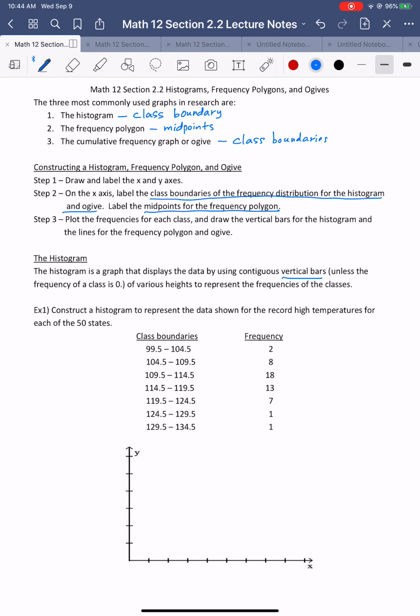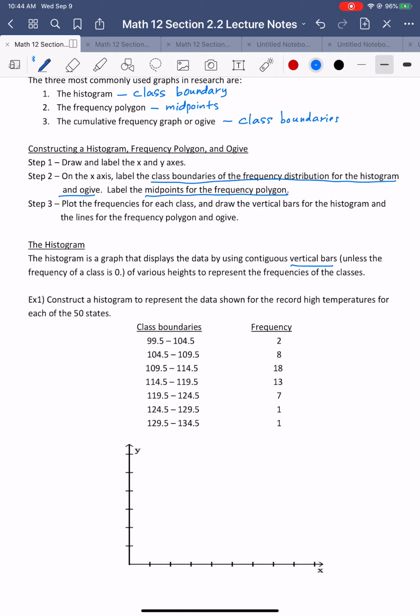Okay, so example 1. Constructing a histogram to represent the data shown for the record high temperatures for each of the 50 states. So the boundaries, I'm going to start with the boundary 99.5 up to 104.5, because boundaries are repeated, right? So first class, second class, like that. So for the 0 class, we got 99.5 up to, isn't it?